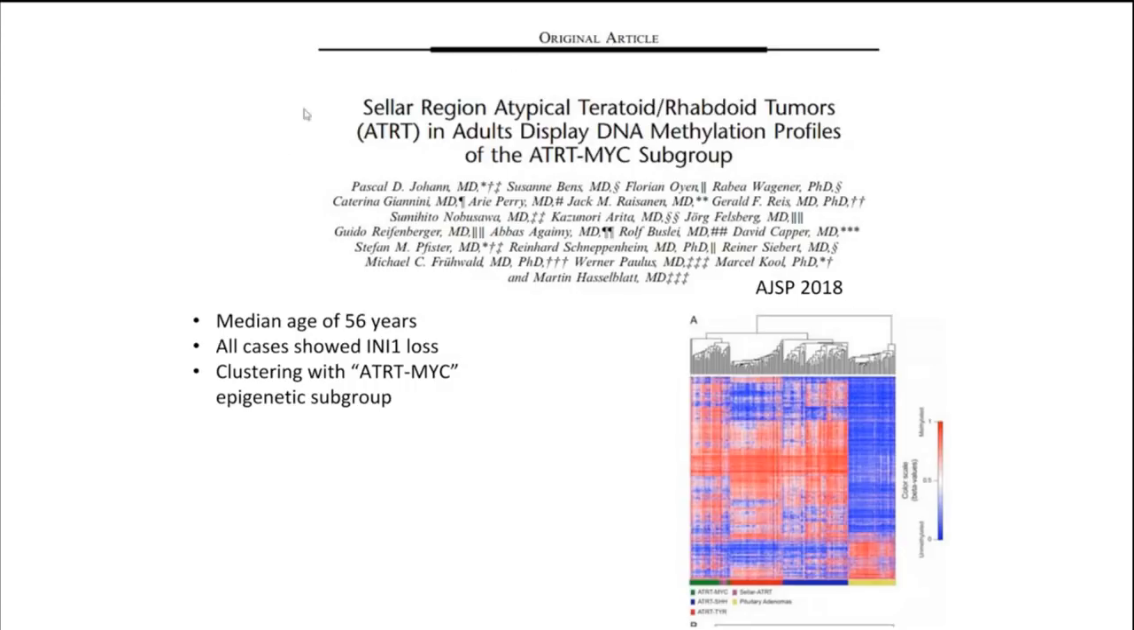This is a recent paper looking at a collection of these tumors. I think there were 6 or 7. They found that the patients had a median age of 56 years old. All of them had INI1 loss, and they tend to cluster with this particular ATRT subgroup that you can see in children, which is ATRT-MYC. There are other groups, so like any other CNS lesion now, these tumors are being subclassified into different categories by epigenetic profiles into different molecular subgroups. These tend to cluster with the ATRT-MYC subgroup.